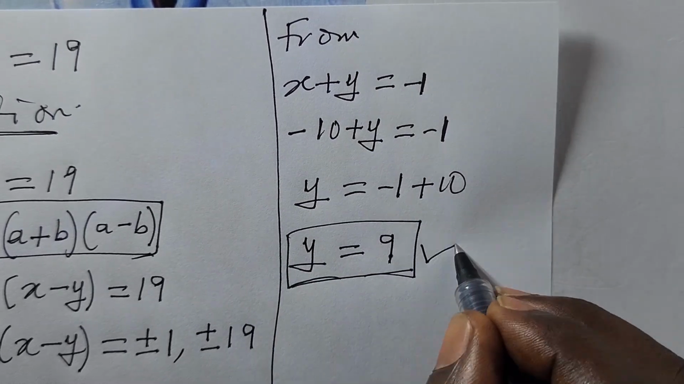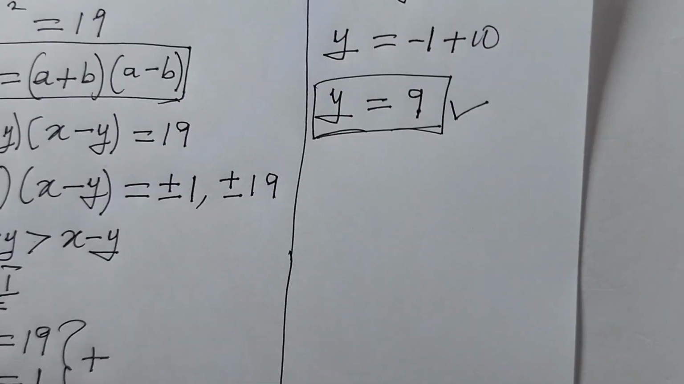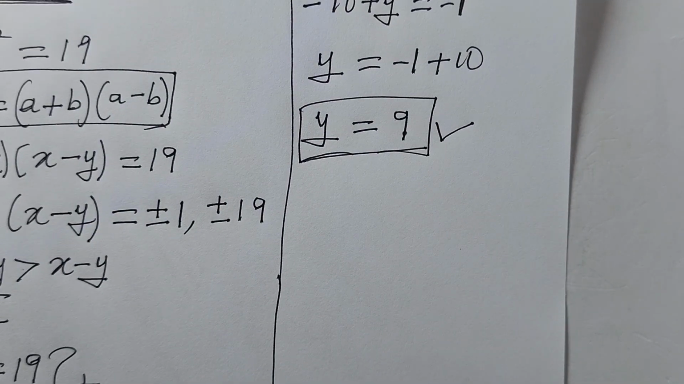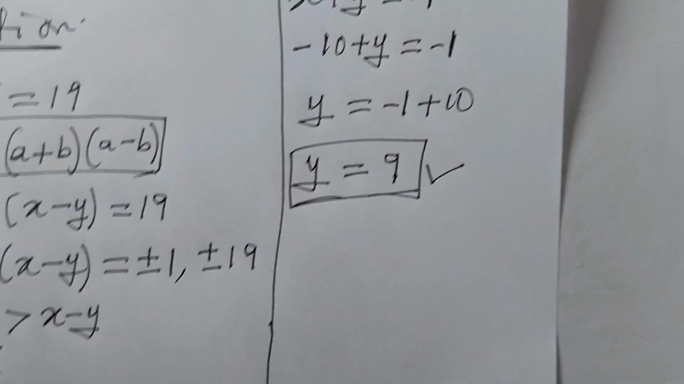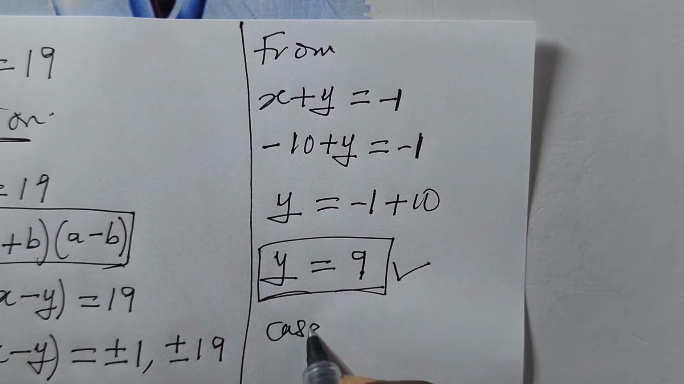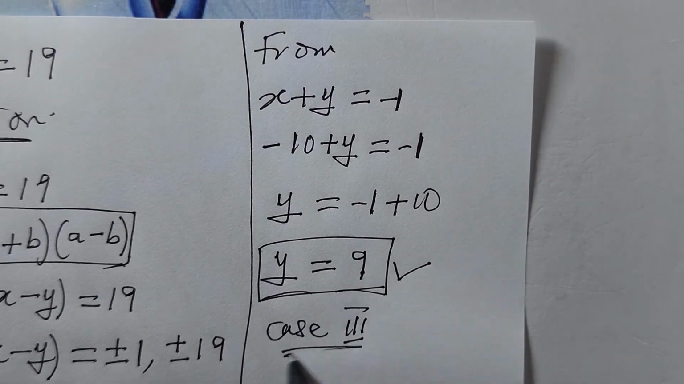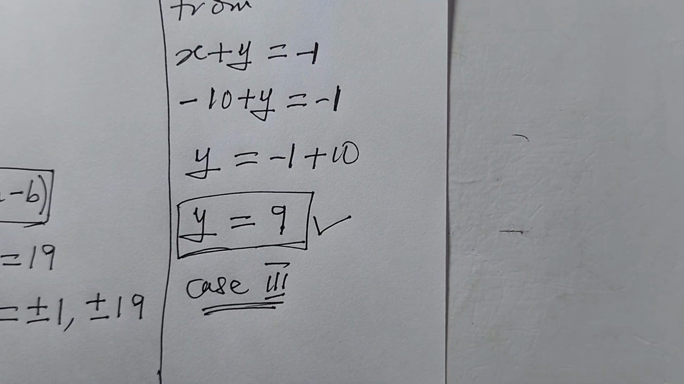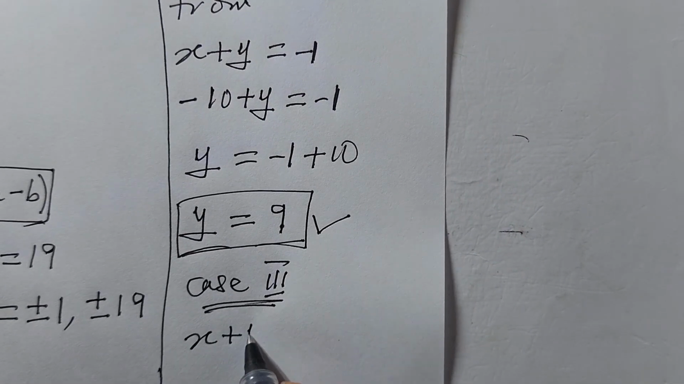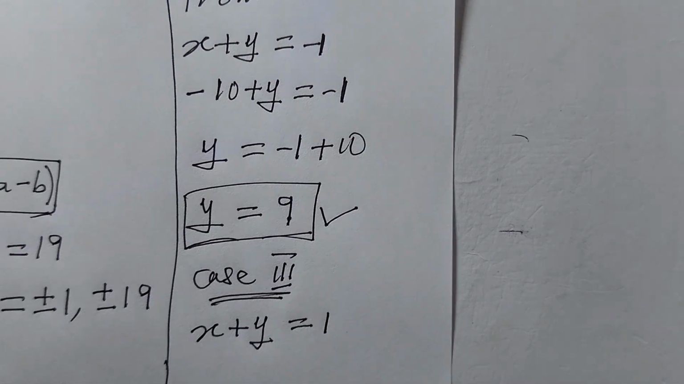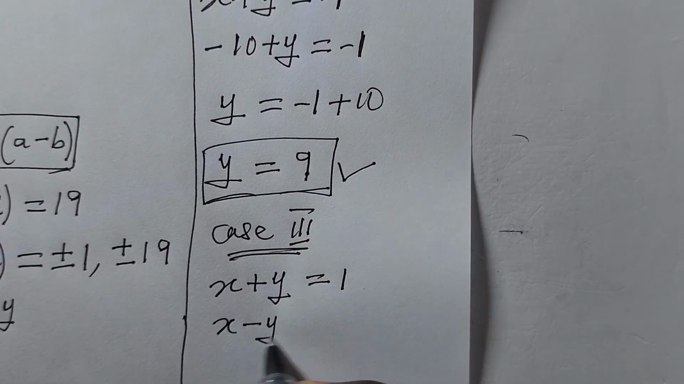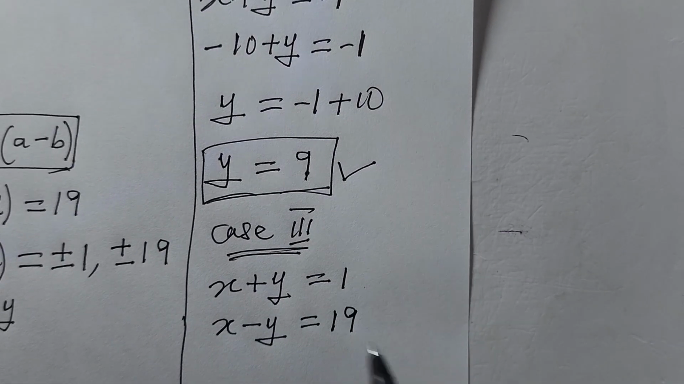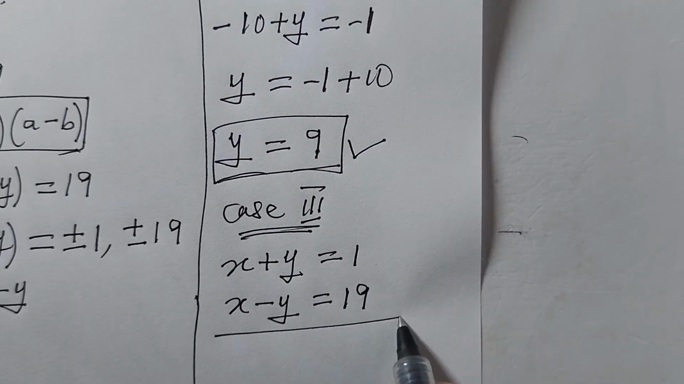So this is the second pair of values that will satisfy our original equation. So we've gotten two pairs now. Let's consider case 3, which most mathematicians on the internet have not considered. In case 3, we're going to consider our x plus y equal to 1 and our x minus y equal to 19. Again, we add up.